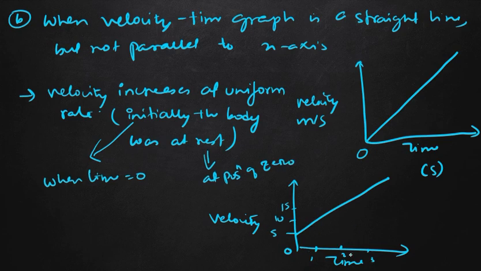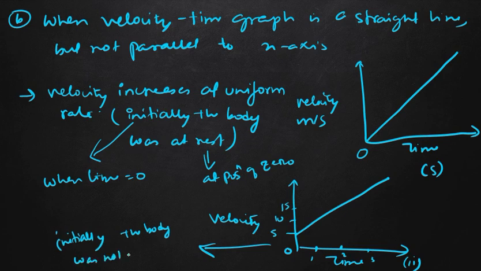But in the second graph, you can see that when the time was 0, the velocity was 5. So that means initially the velocity was not 0. Initially the body was not at rest. So in this way you need to know the curves.